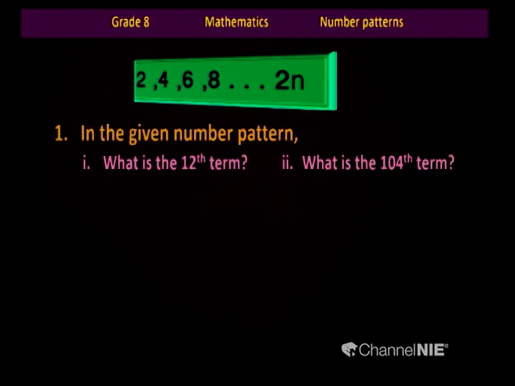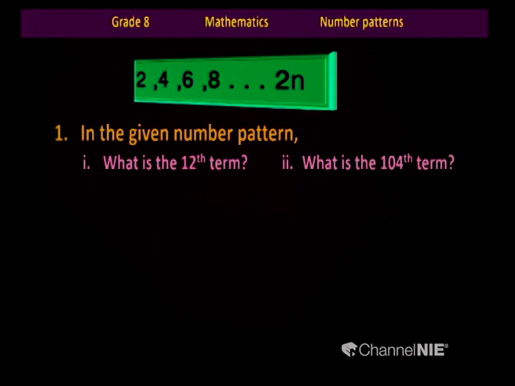Right. First of all, we have to see what the given number pattern is. We will have a look at the terms of it. 2, 4, 6, 8 and it continues and they have mentioned 2n as well. What is this? This is the even number pattern starting from 2 and written in ascending order. So, we will try to find the answer for the first one. What is the 12th term?